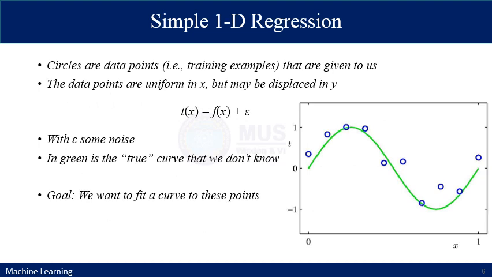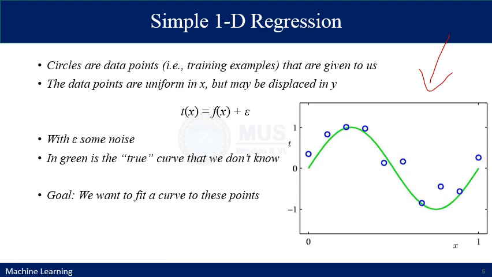So we will start with the discussion of the regression as the core model for this modular approach. You may recall from the previous lecture, a regression is the prediction of the actual value. In contrast, classification is the prediction of the class label. In a one-dimensional regression model, we have an example here which shows circles. The circles are the data points, for example, these are the training examples that are given to us.